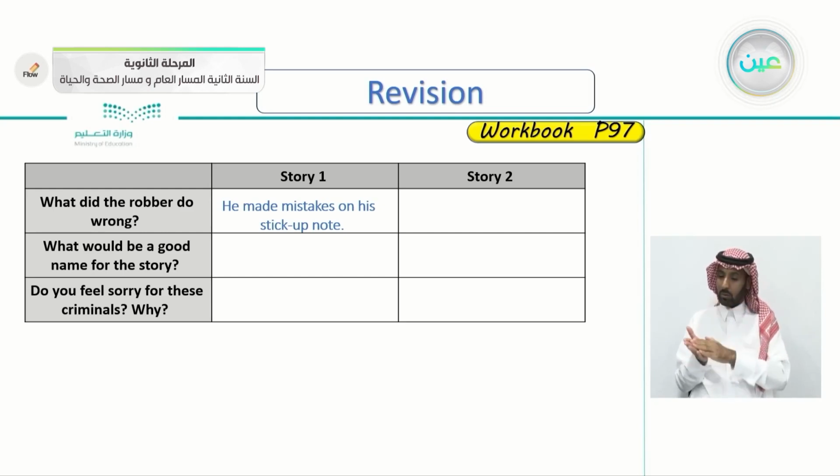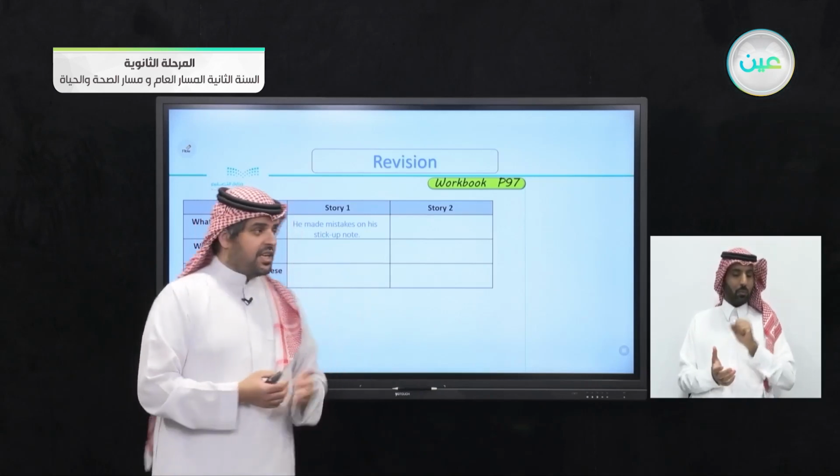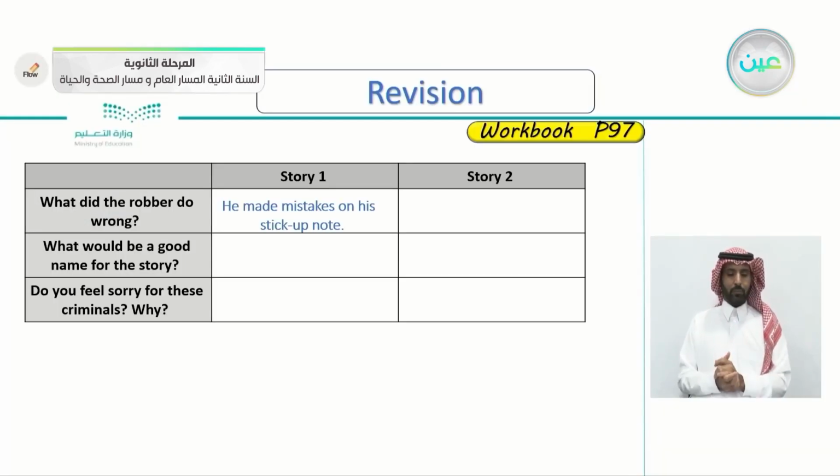Of course, all of the act is wrong, but when we want to be specific, he made mistakes on his stick-up note. He didn't know how to write well, so he made some mistakes, which indicates, if you read this note, it will give you signs that this man is not so bright, not so clever, not so smart. So, what would be a good name for the story?